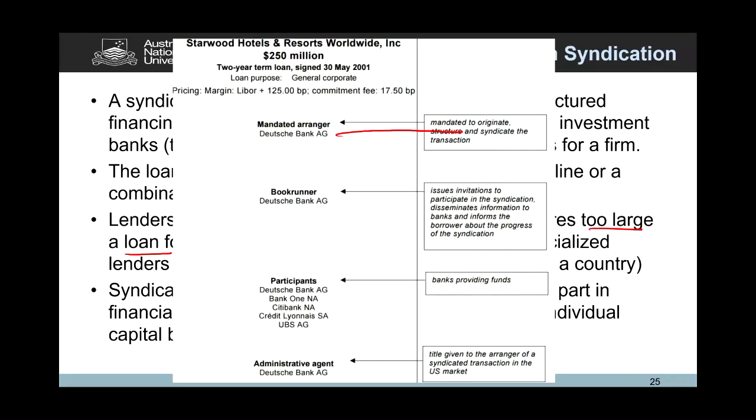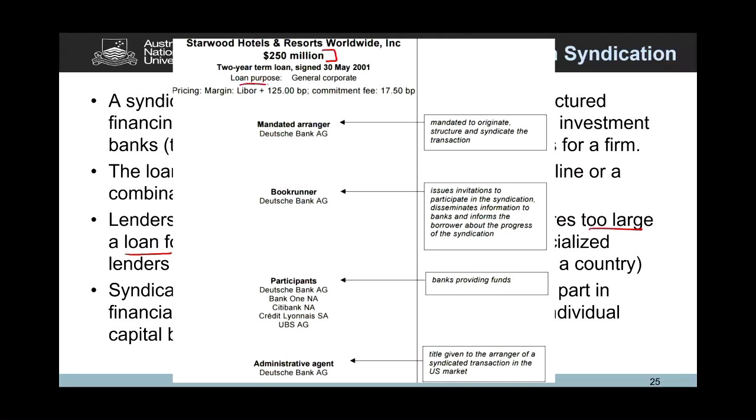So this is an example of a syndicated loan that took place in 2001 by Starwood's Hotels and Resorts Worldwide. They're now merged with Marriott's. So basically, this gives you an idea of what the loan terms look like, right? This is for $250 million. So this is a euro-dollar instrument. It's a 2-year term loan.